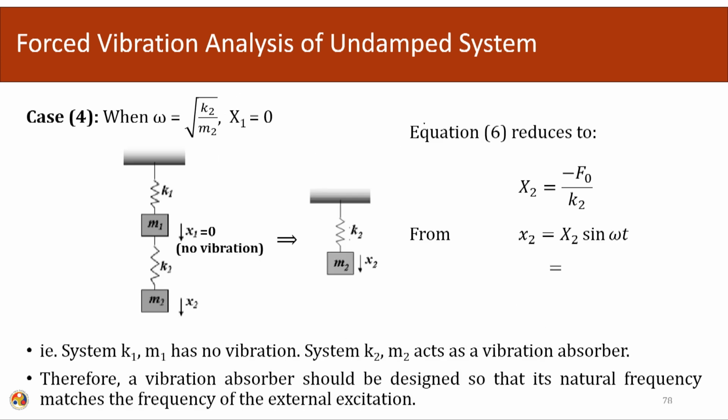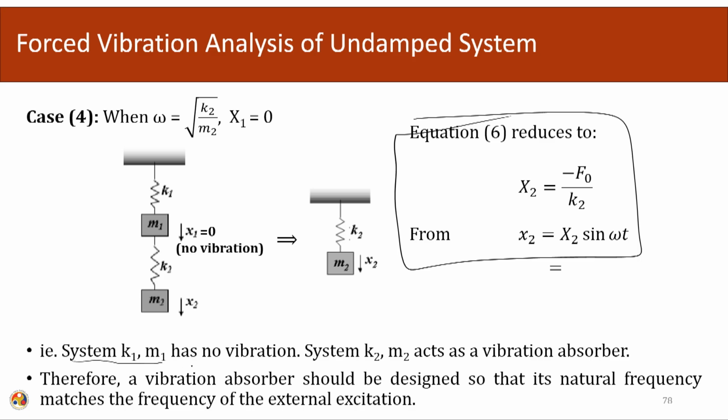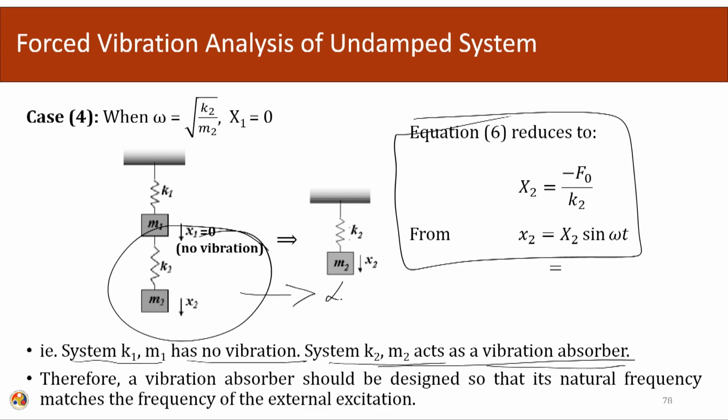So, continuing, we can calculate the different values. Here, system K1 M1 has no vibration. For this particular case, system K2 M2 acts as a vibration absorber. So, using this property, we can design the absorbing system also.